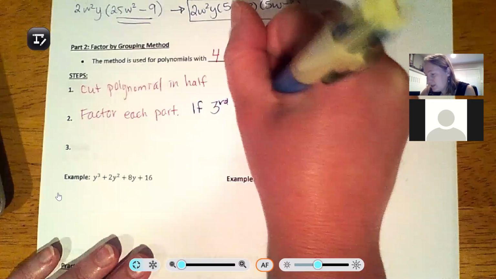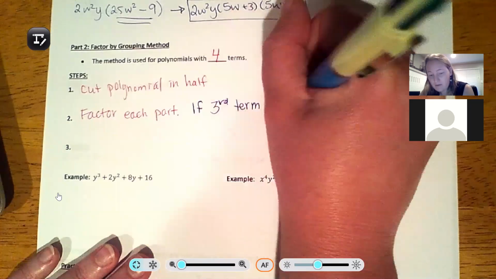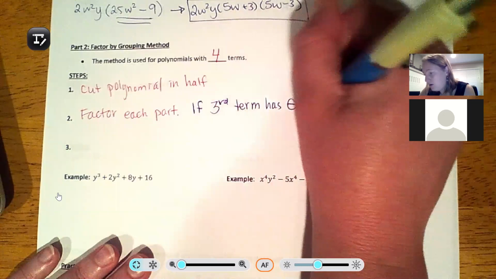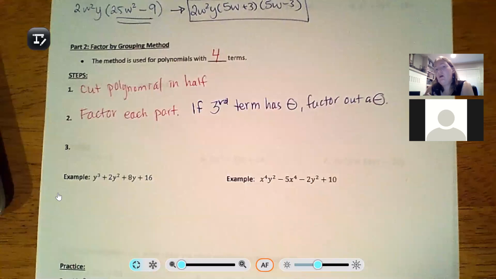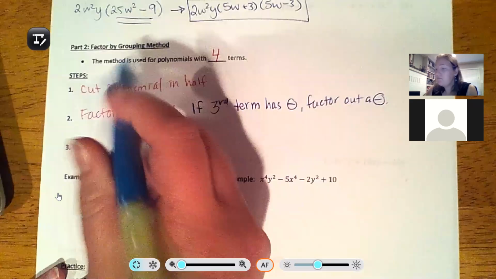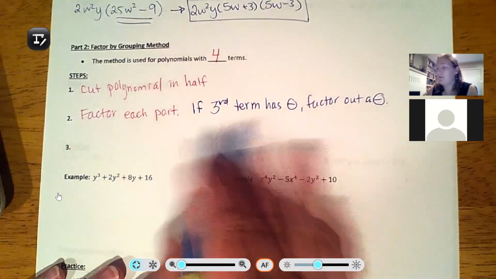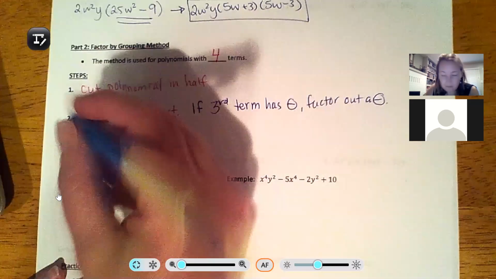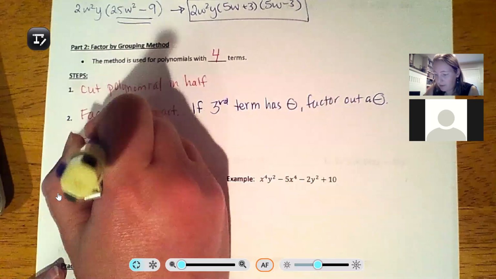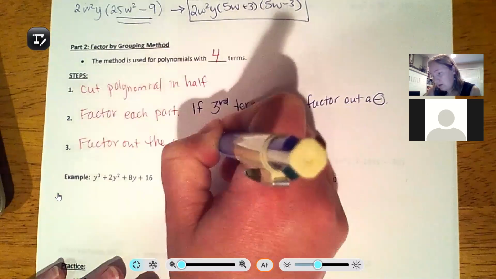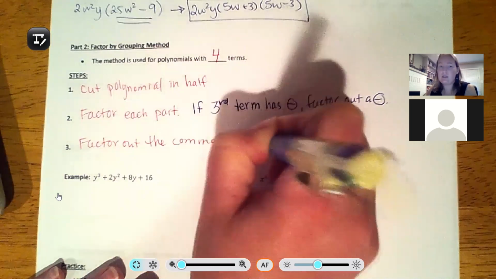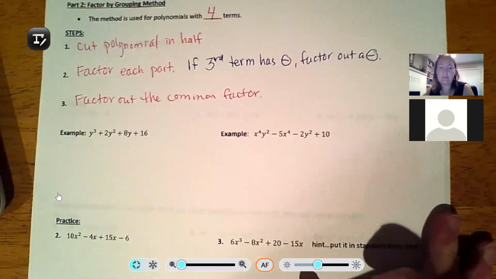So if the third term has a negative, you have to factor out a negative when you're doing your factoring, and you'll see why. Really, if you don't do that, things don't match up and work out nicely. So it's just kind of a reminder that you actually factor out the negative. Okay, and lastly, you'll factor out the common factor. All right, so let's try those steps.